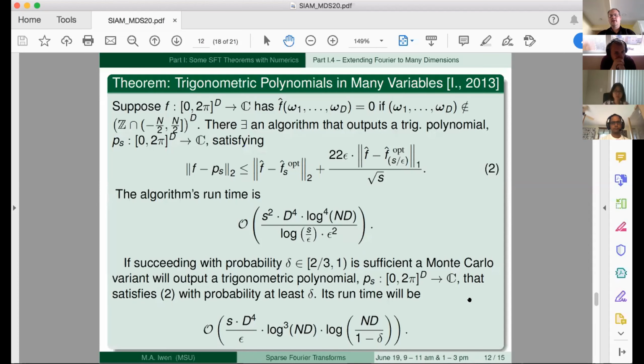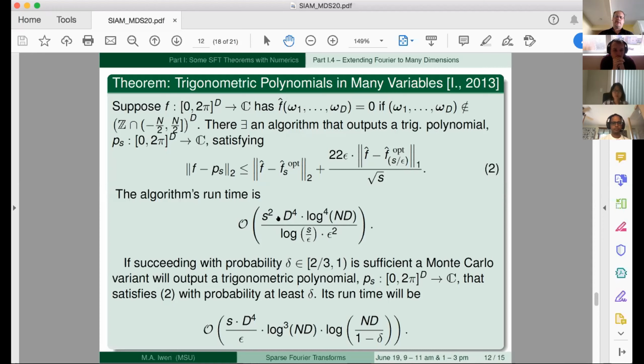Here's the one type of theorem you can get if you do that. It has the same sort of deterministic and explicit sparsity dependence as the former theorem. We're learning trigonometric polynomials of d variables here. Same sort of guarantees. The interesting thing here is that the dependence on the number of variables is only polynomial, and computationally it's better than d to the fourth.